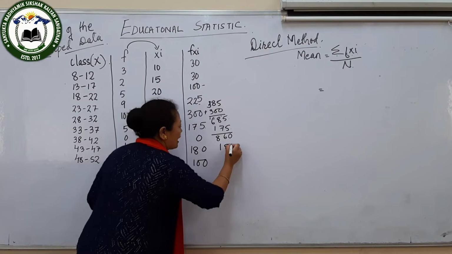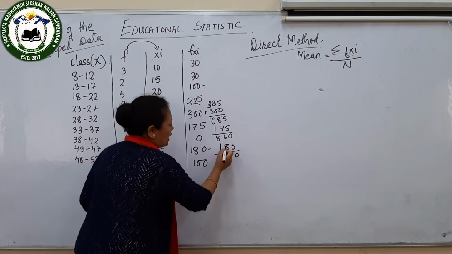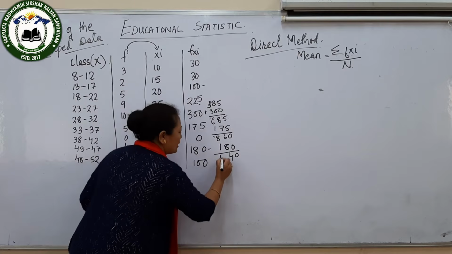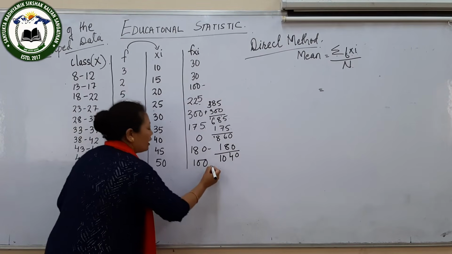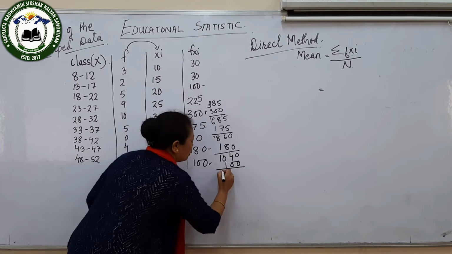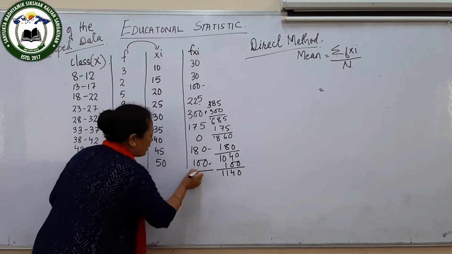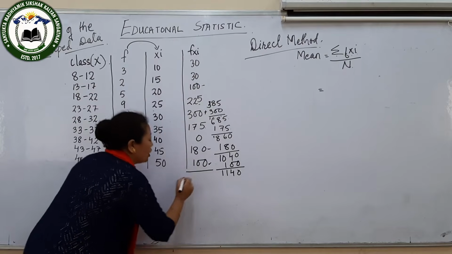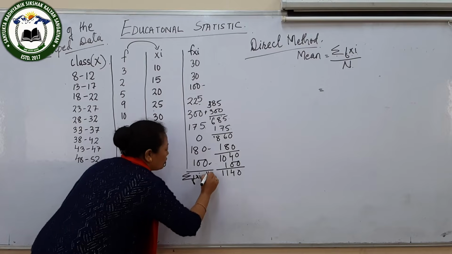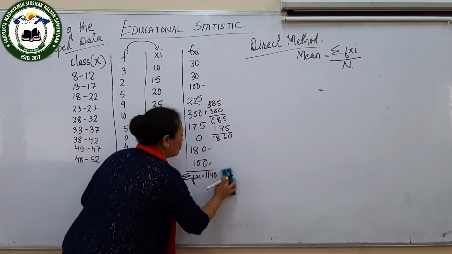Now add 180. This number. So 0, 6, 6, 12, 13, 14, 4, and 1 left. So 8, 9 and 10. 1040. Now again the last number you have is 100. So add 100. So 1140. So what you can write at the end of fxi, you can write your sigma fxi equals 1140. Okay, now this is our rough work.